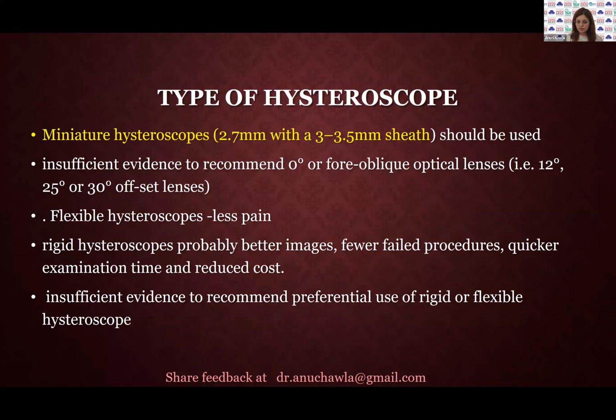The types of hysteroscope, there are many. Very important part is the diameter, 2.7 with 3 to 3.5 mm sheath. These are very commonly used. Obviously, we have both 0 degree, 12, 25, 30. And the angled hysteroscopes definitely are very, very good.